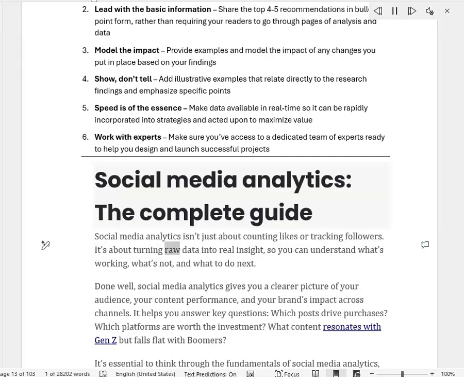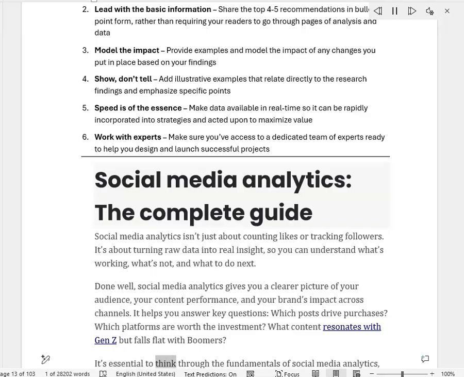It's about turning raw data into real insight, so you can understand what's working, what's not, and what to do next. Done well, social media analytics gives you a clearer picture of your audience, your content performance, and your brand's impact across channels. It helps you answer key questions: which posts drive purchases? Which platforms are worth the investment? What content resonates with Gen Z but falls flat with boomers?